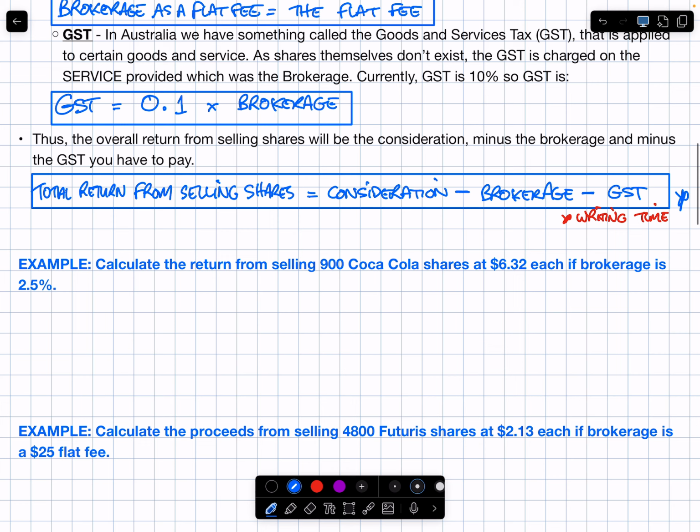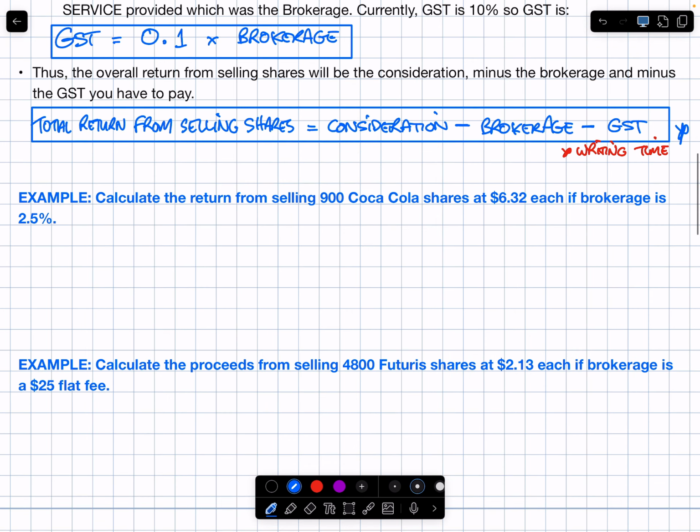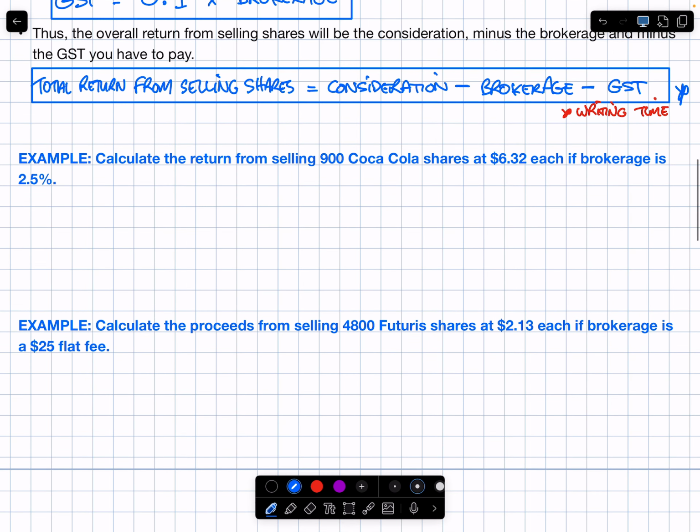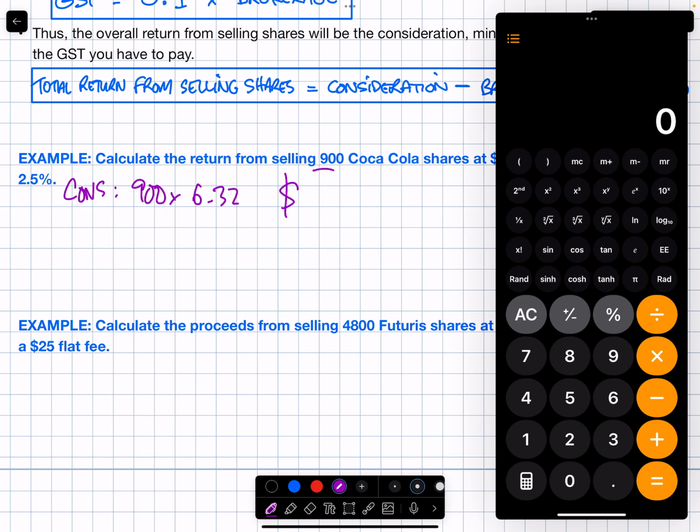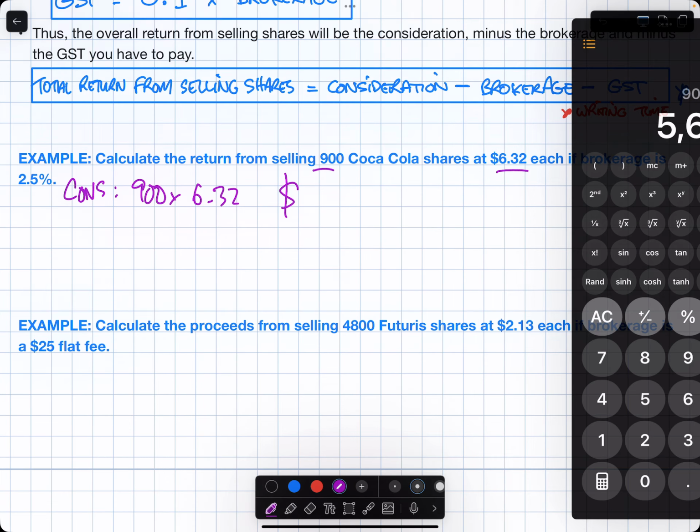All right, stop please. That's long enough to write down 8 words with a couple of dashes between them. Let's do some examples. Calculate the return from selling 900 Coca-Cola shares at $6.32 each. The parts are the same. Consideration is 900 times $6.32. That comes to 5688.